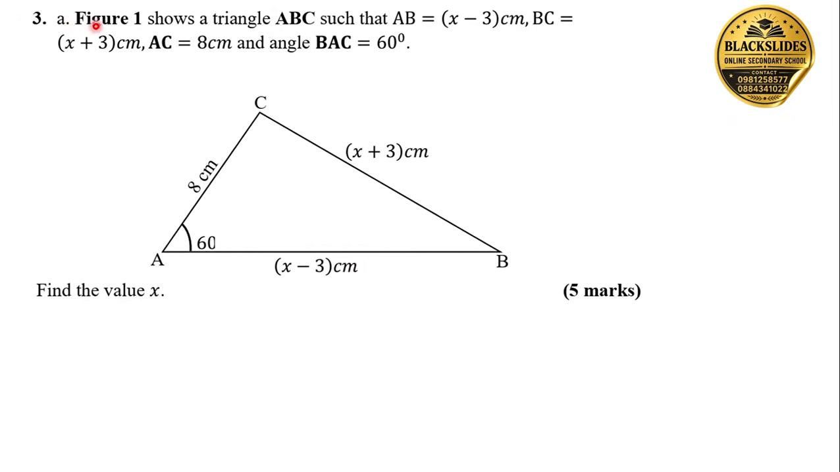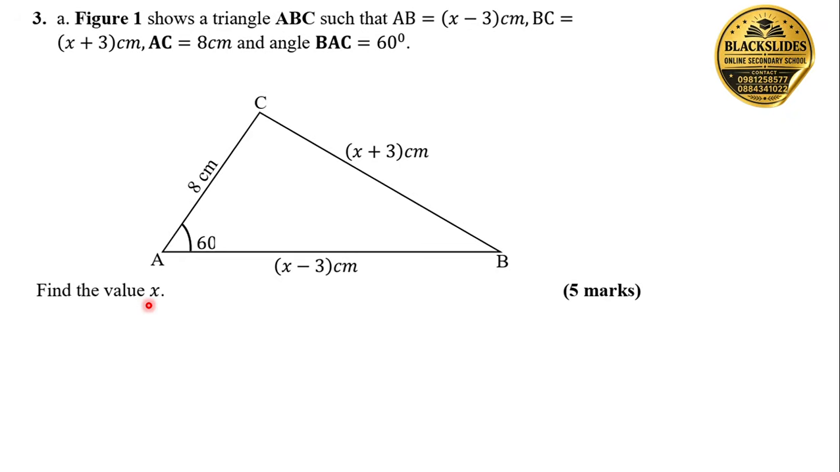Number 3, figure 1 shows a triangle ABC such that AB is equal to x minus 3 centimeters and BC is equal to x plus 3 centimeters, while AC is 8 centimeters and angle BAC is 60 degrees. So find the value of x.